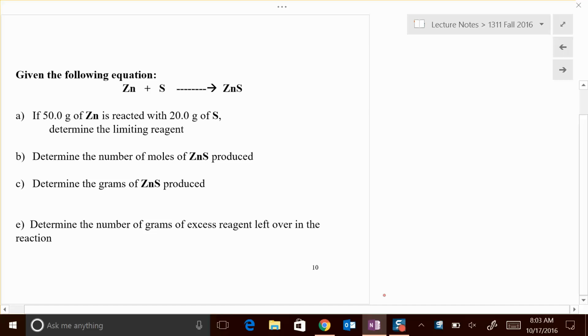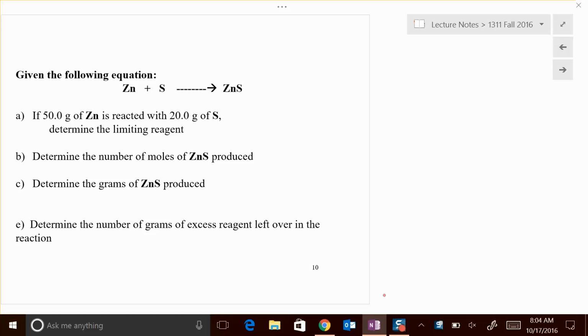All right, so given this equation, if 50 grams of zinc is reacted with 20 grams of sulfur, determine the limiting reagent. Okay, so anybody remember how I would go about doing that? How am I going to determine, or what is a limiting reagent? Let's start there. Yes. It's the ingredient that runs out first. That's right. It's the one that runs out first.